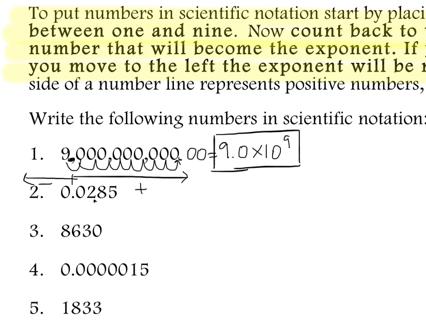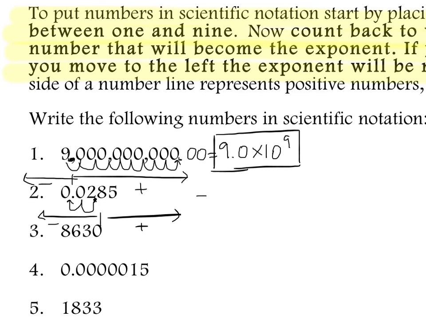I'm going to put a new decimal where I would need to place it to make this a number between 1 and 10. So, excuse me, 1 and 9. So if I place the decimal between the 2 and the 8, I get 2.85, which is between 1 and 9. And now I'm going to walk from my new decimal back to my old decimal. Remember, the direction is important. 1, 2. All right, so I have walked 2 spaces, and this time I walked in the negative direction, right? Because if this were a number line, going to the left would be the negative direction.